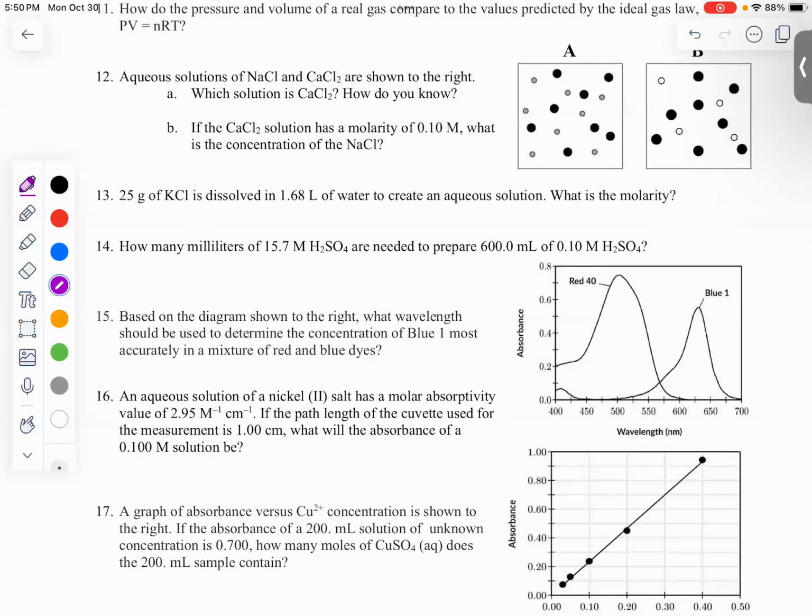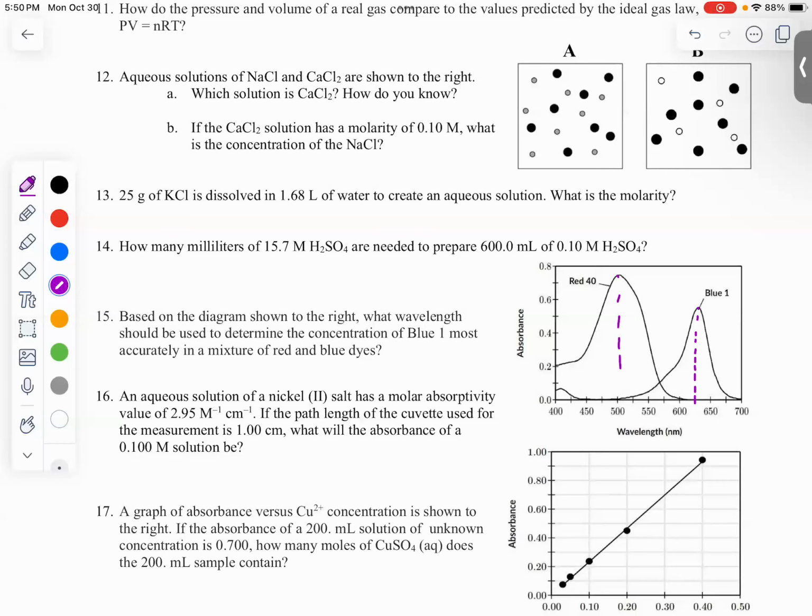So for number 15, yeah. If you want to find out the concentration of blue one, and blue one is right here, yeah, 625. You would use 625 as the wavelength because that would be the highest absorbance for blue one.